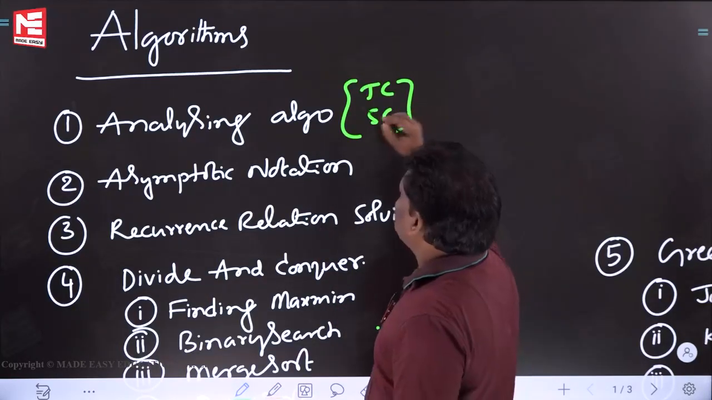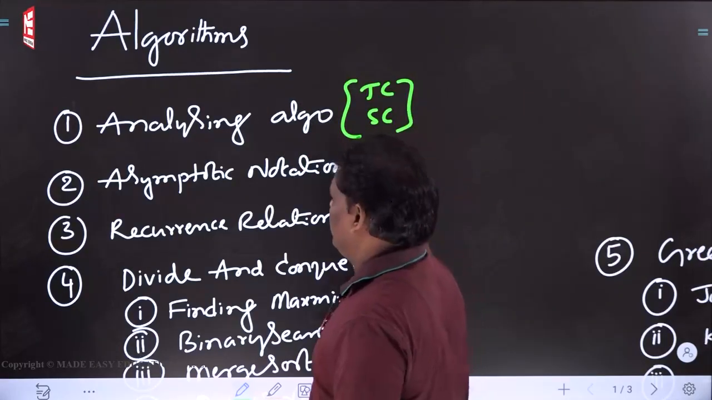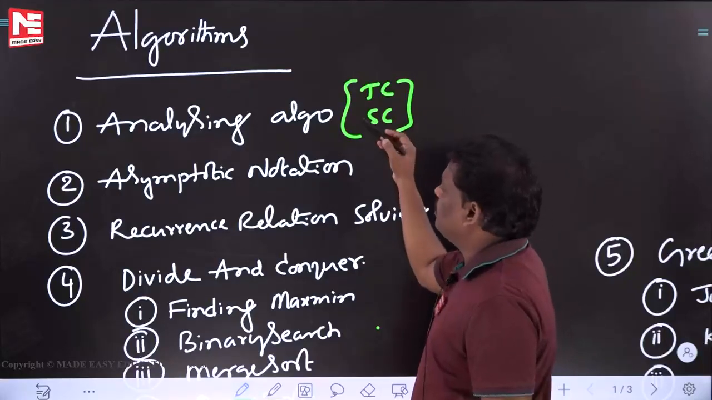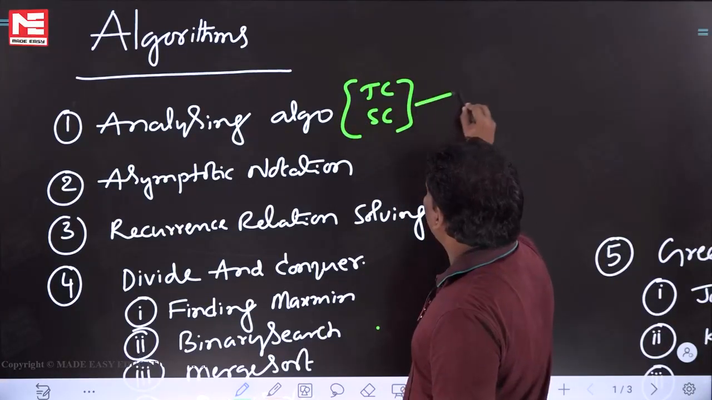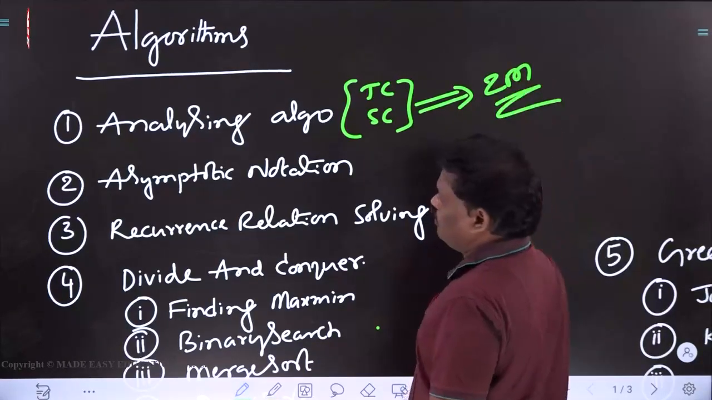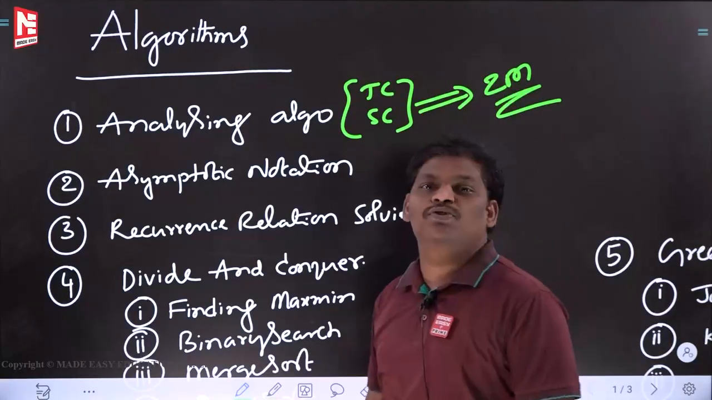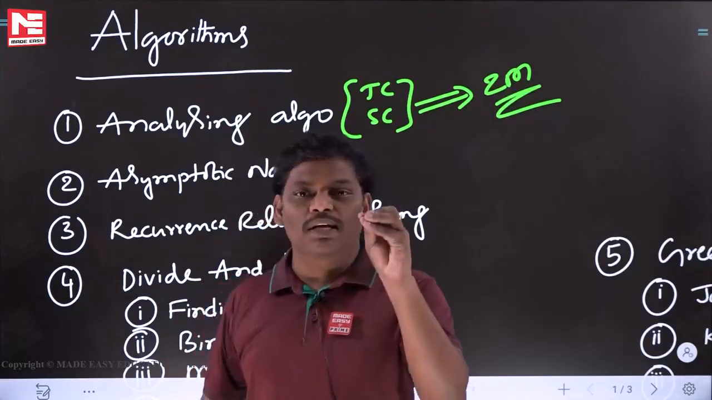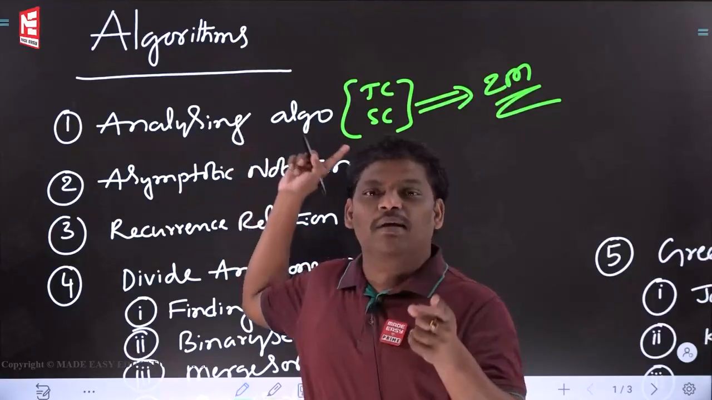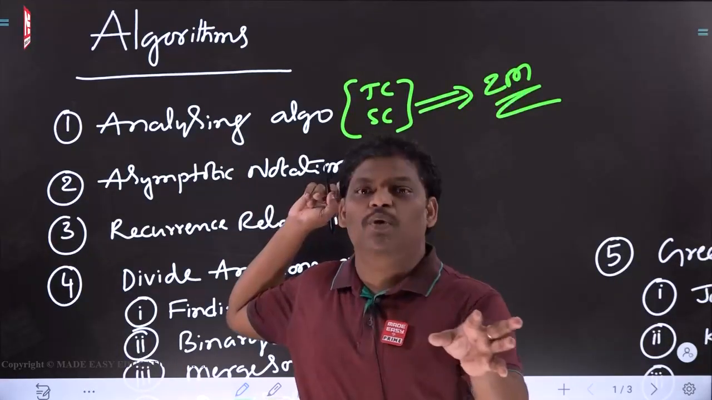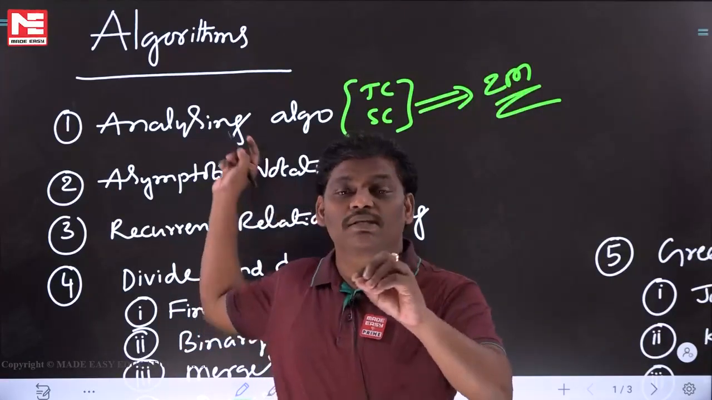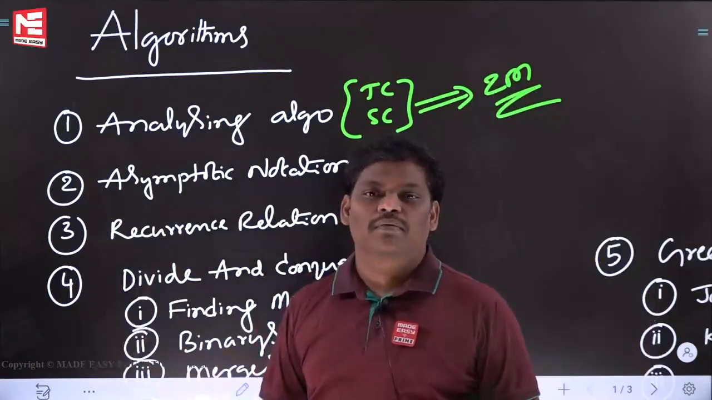Time complexity and space complexity, that is the purpose of analyzing algorithm. Every year in the GATE examination, from this area, minimum 2 marks are coming. Please take care. I will give many examples also, approximately 20 examples will come. Please concentrate here. Finding time complexity and space complexity is really important, not only from the GATE examination point of view. As a computer science person, this topic is really important.